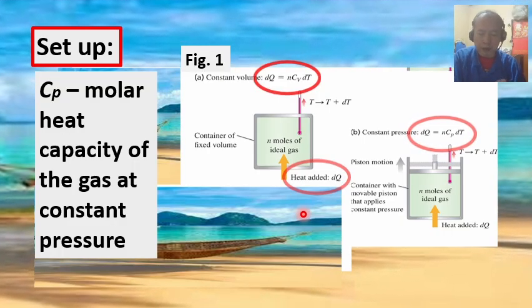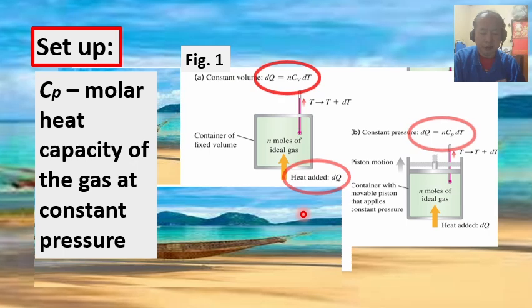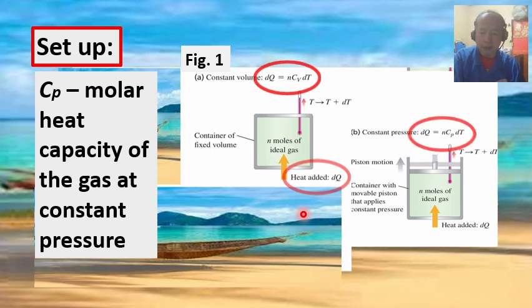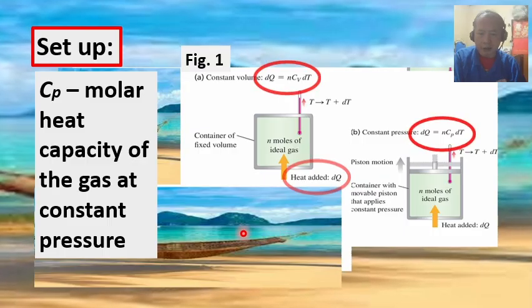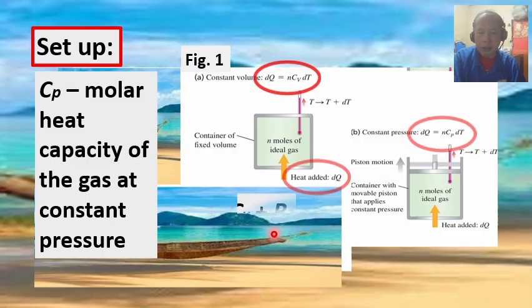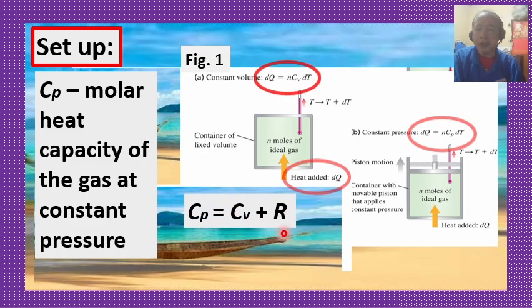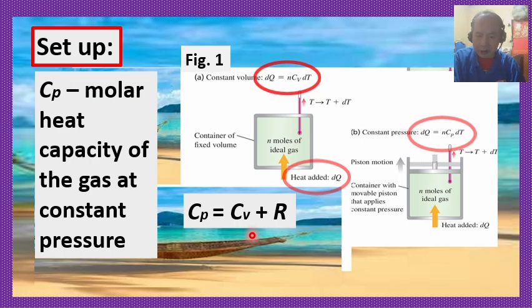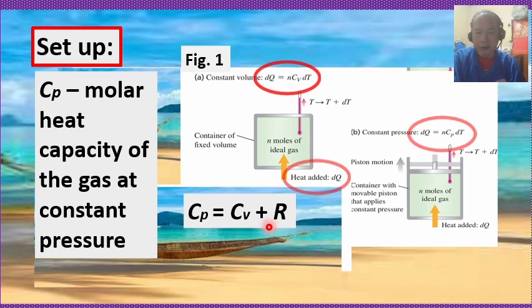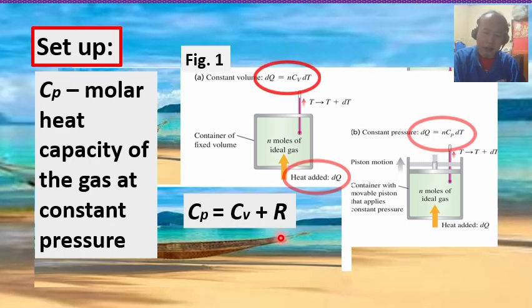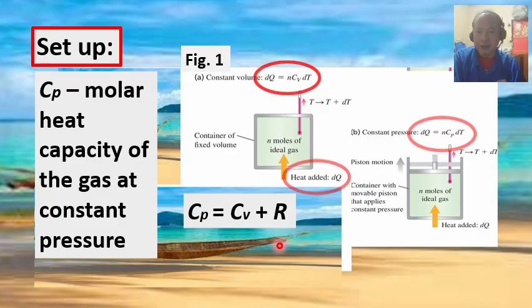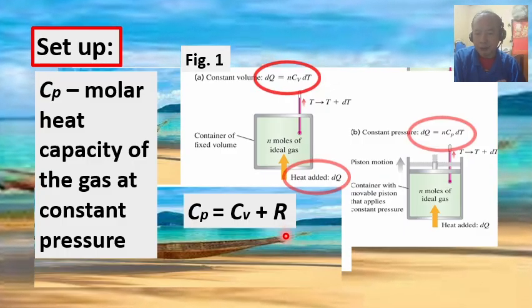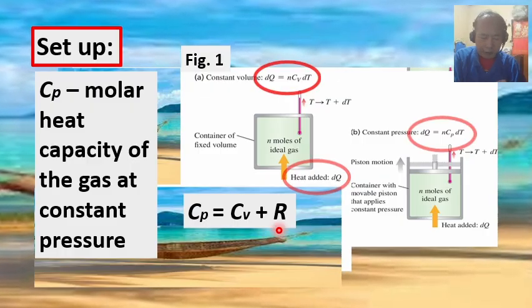And for a specific ideal gas, the value of the molar heat capacity at constant pressure, or Cp, is greater than the molar heat capacity at constant volume, and their difference is no less than the universal gas constant, or big R.